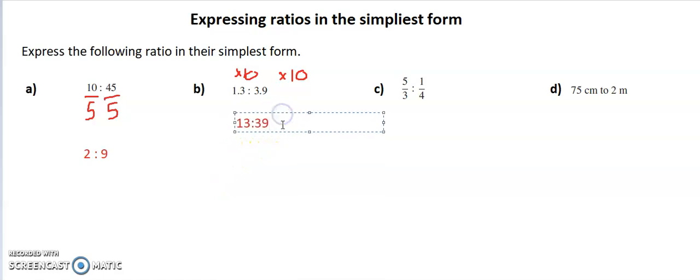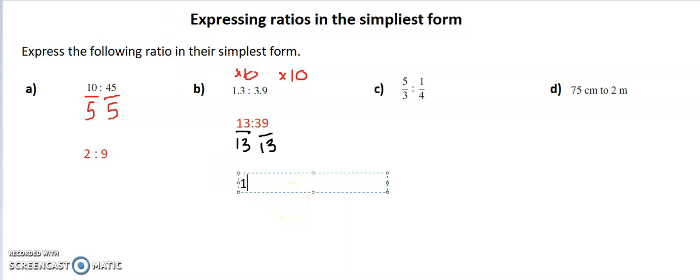Now I think about, is there something I can divide them both by? And there is. I am able to divide 13 by 13 and divide 39 by 13. 13 divided by 13 is 1, and 39 divided by 13 is 3. So it's 1 to 3.